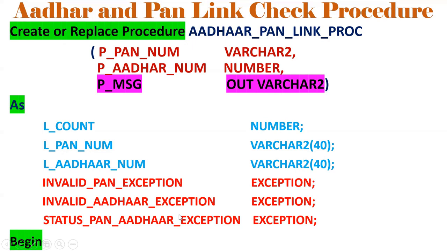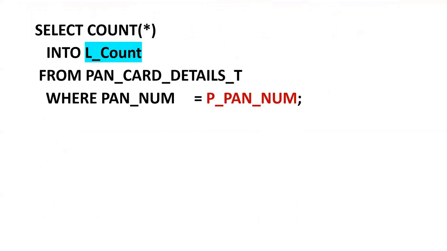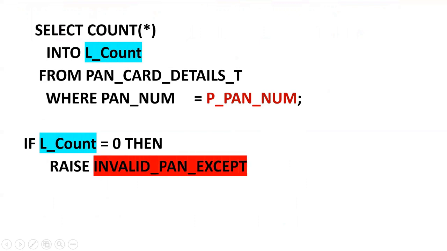Now we'll come to the execution block. As I said earlier, we need to do the validation. So L count from PAN card details, PAN card number. We are checking whether the PAN number is valid or not. If the PAN number is valid, L count will be 1. If it is invalid, L count will be 0. Now 0 equal to 0, then we will raise the exception: raise invalid PAN exception. So this is the PAN card validation.